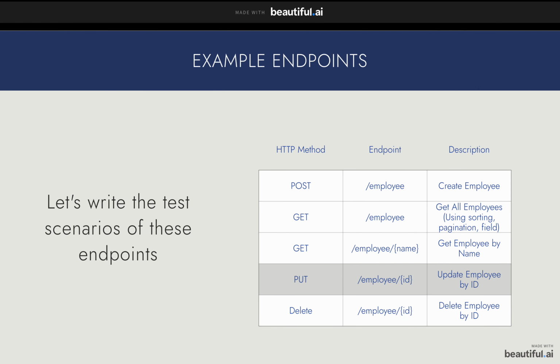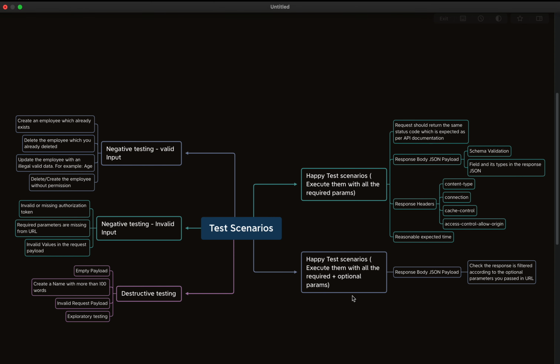After that, just check that the response body JSON payload is correct. It should match the API documentation. It should match the schema. Whatever schema is mentioned in the API documentation should be there. Suppose you are creating a resource, an employee, and it is providing you an additional value in the response payload which is not written in the API documentation. So just validate these things.